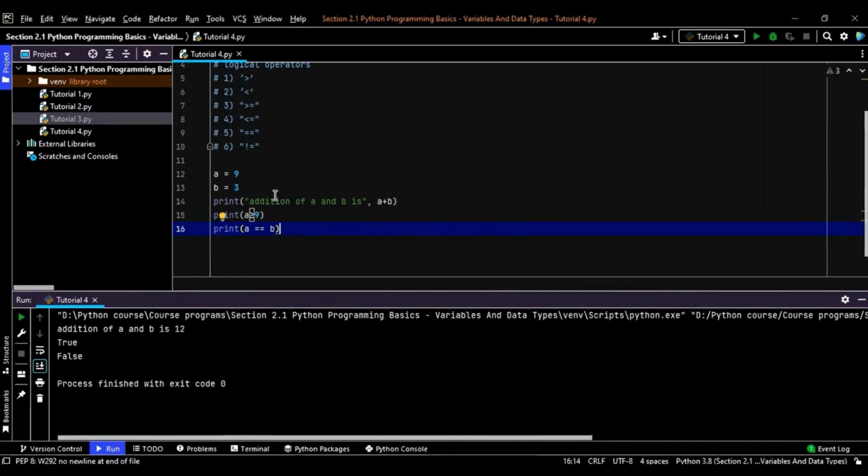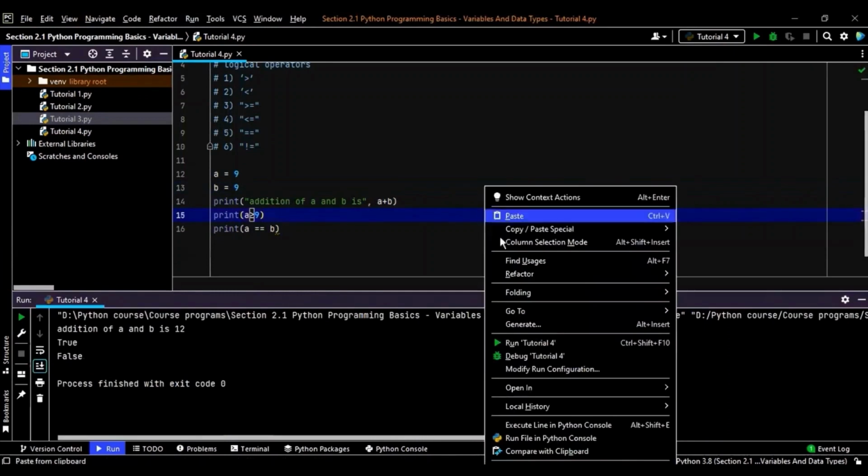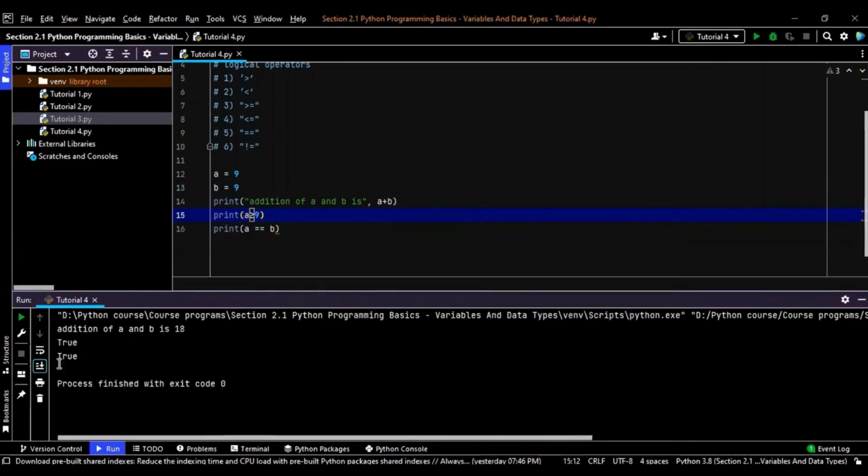But if by any chance these two numbers were the same, let me just make them the same. And if I try to run this again, have a look. It says it's true. So we have used the double equal to sign over here. What does the double equal to sign basically mean? This is used for comparison, comparing two different numbers.